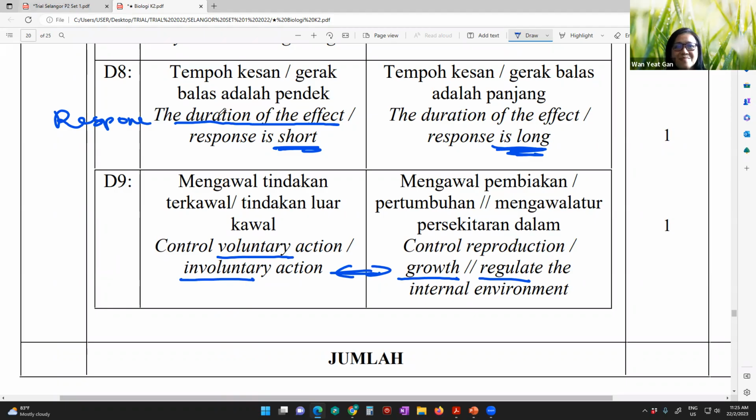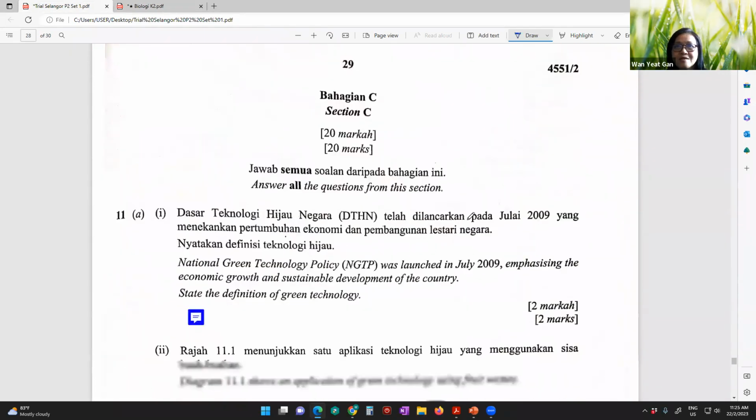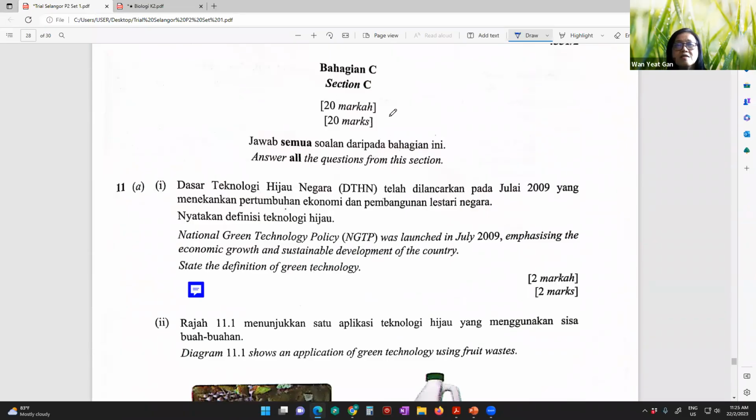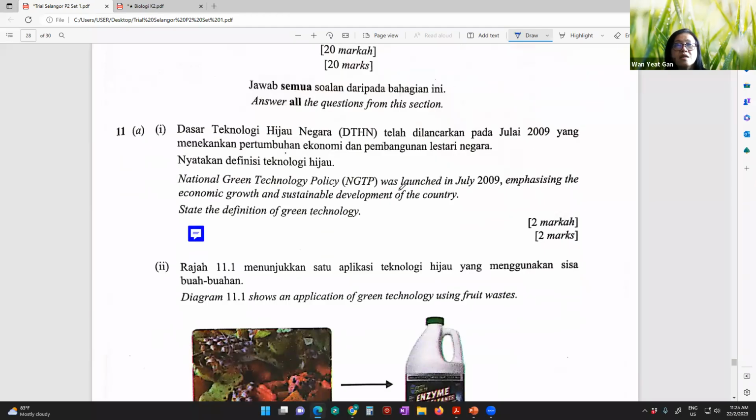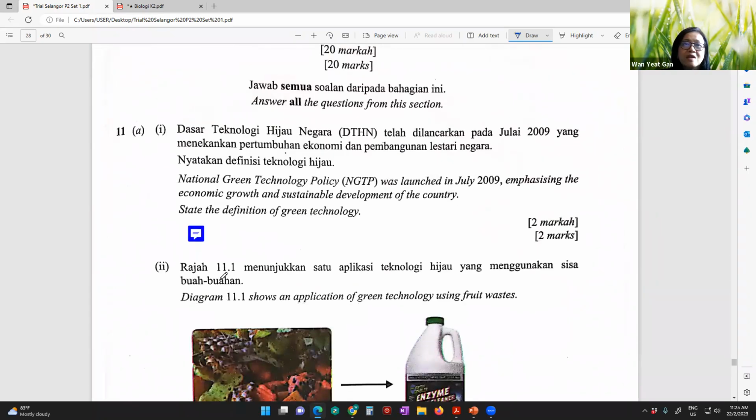Okay, all right, so let's move on to the last question, section C. Now, section C is a compulsory question that every student needs to answer. In the earlier questions 9 and 10, you can choose either or. Okay, so let's look at the definition of green technology.